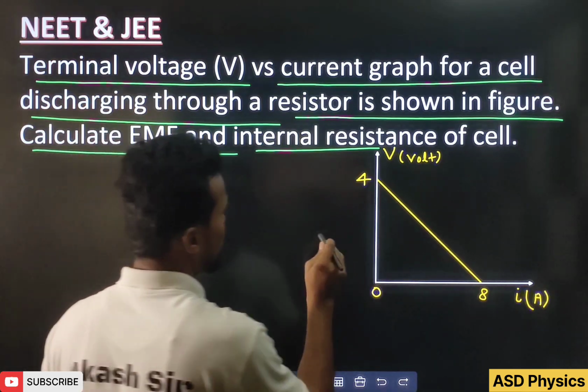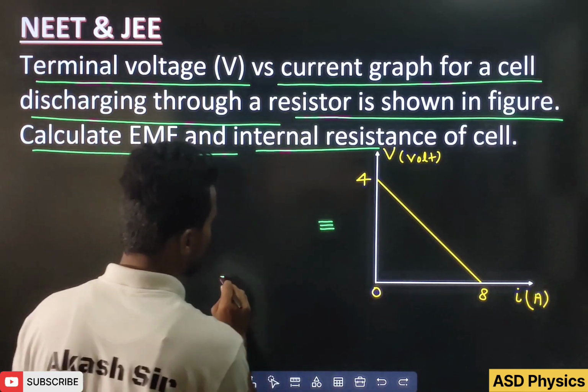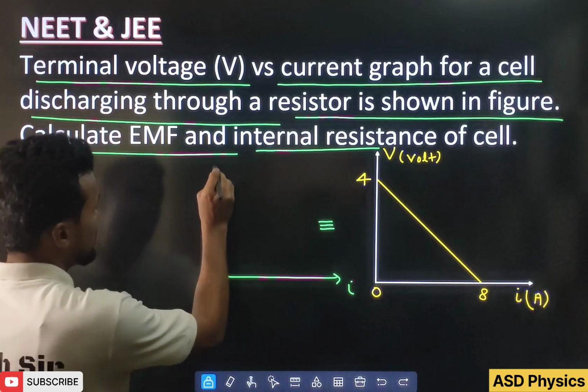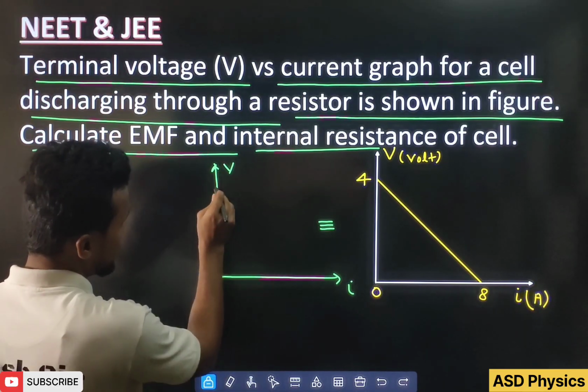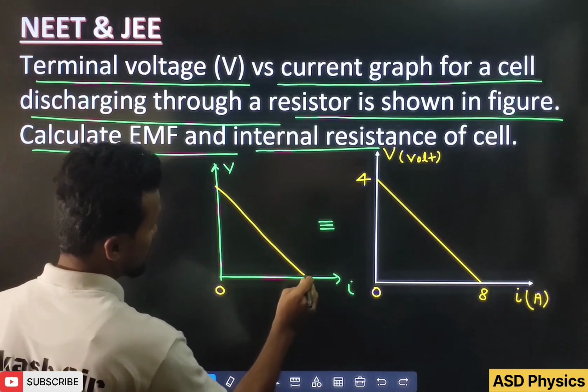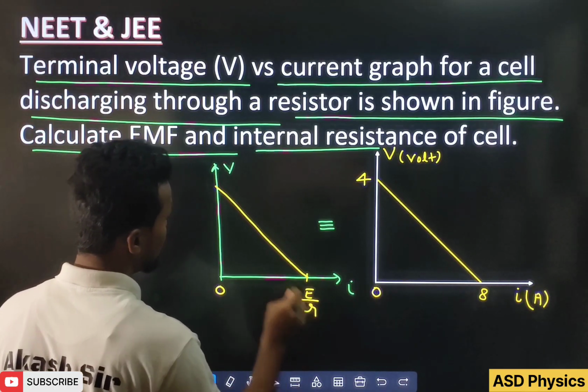Okay students, here this graph we have to compare with one more graph we know very well. This is the I axis and this side is voltage V, remember? Again I'm telling you, see here, this was the graph. Here the intercept was how much? E by R.